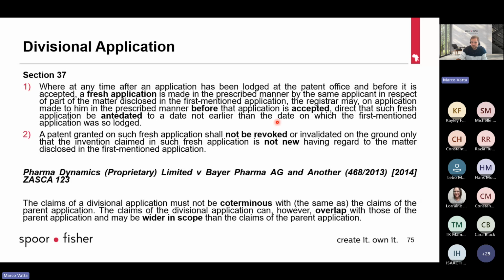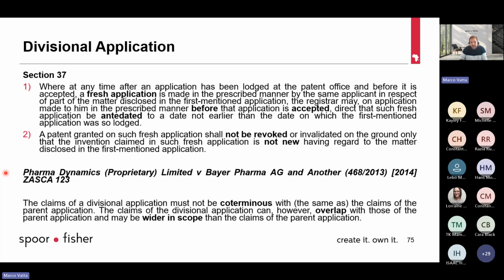Okay, so we've now had a look at patents of addition. We'll then move on to divisional applications. And this is provided for in section 37. And as I said earlier, this is analogous to the continuation applications in the United States. But section 37.1 provides that where at any time after an application has been lodged at the patent office and before it is accepted, so important to note that a divisional application can only be filed before the parent application has been accepted. So a divisional application must always be filed before acceptance of the parent application.